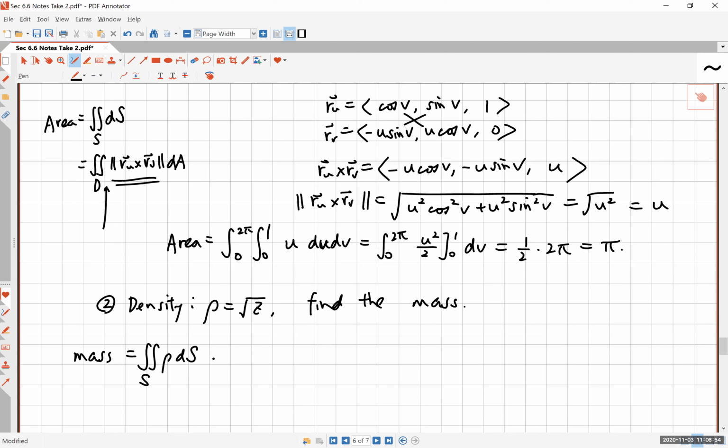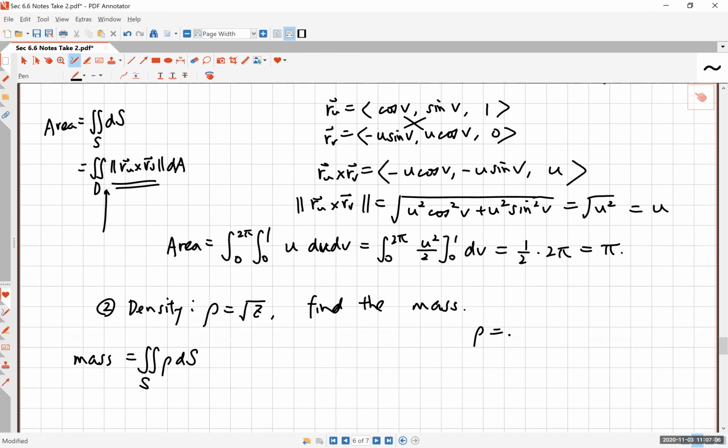So let's write rho. What you have to observe is that rho is the square root of z. Well, z happens to be u, okay? So it's the square root of u. That's what I need to integrate. So this is going to be very similar to what we just did. From 0 to 2 pi, from 0 to 1. And then you have this rho, the density function, which is the square root of u. And then everything else is the same. You still have all of these. So it's u du dv.